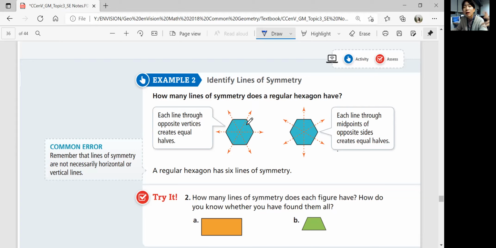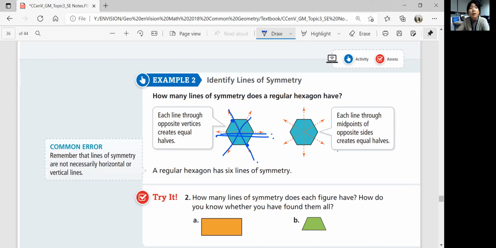Regular means they all have the same size, they all have the same angles, okay? So you can cut the hexagon exactly in half through one point to the opposite point, right? By connecting a line through these 2 points. And you have how many lines? 1, 2, and 3 lines total. And that's going to be your lines of symmetry.